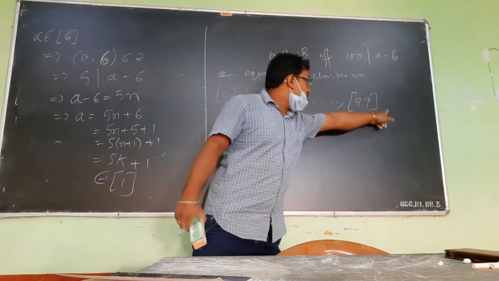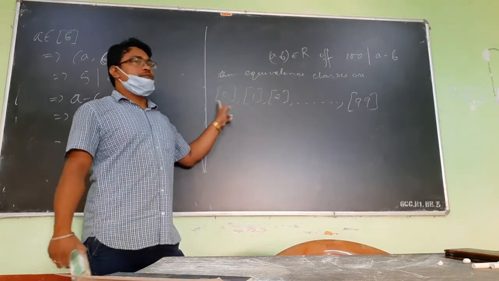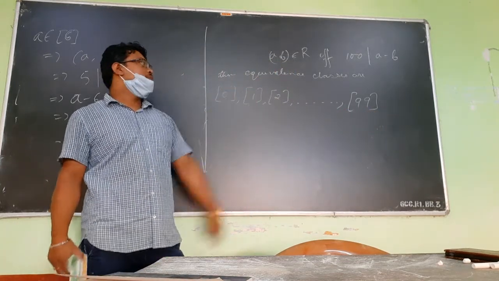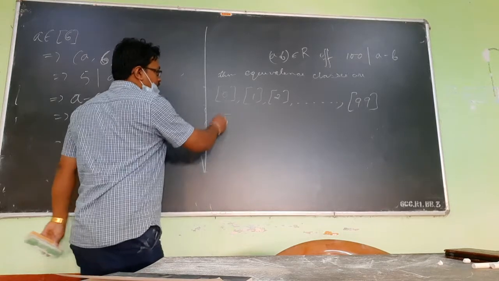So from 100 onwards, everything will repeat. What is the equivalence class of minus 1?